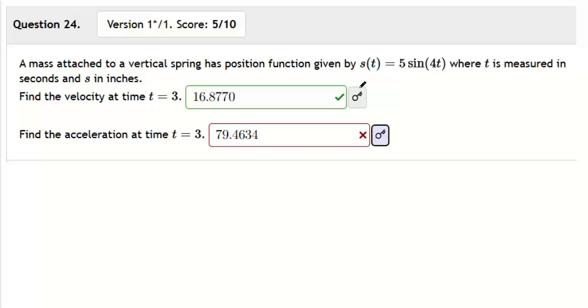If a function gives us position, then its derivative gives us velocity. So this would be velocity. And then its second derivative would give us acceleration. So it looks like the student got something with velocity correct.